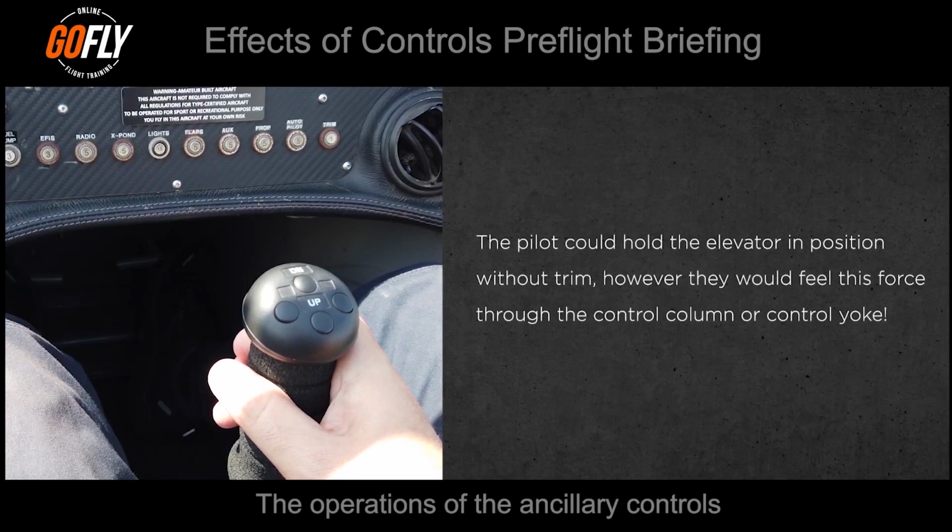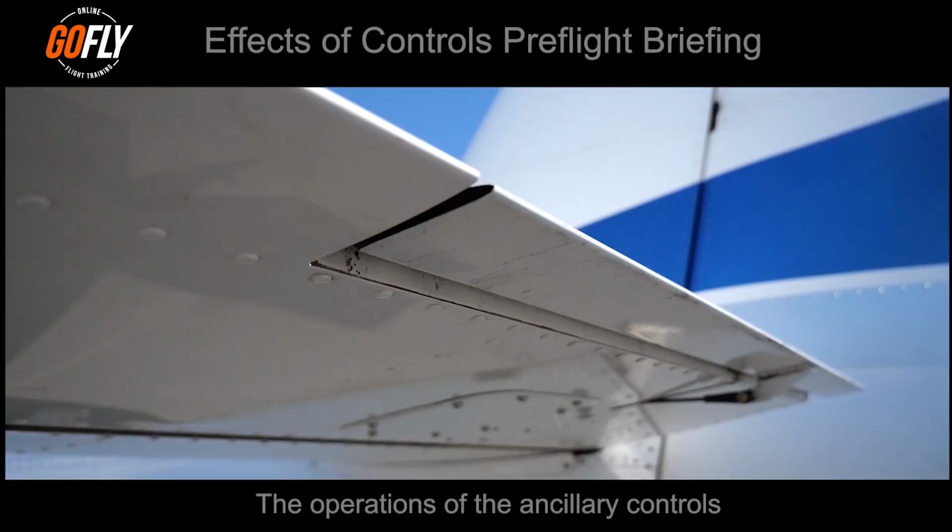The pilot could hold the elevator in position, however, they would feel the force through the control column or yoke. This force or pressure on the controls could get quite tiring for the pilot during certain phases of flight. To reduce this pressure on the controls and to stop the control surface moving, the aircraft designers have designed what is known as a trim tab.